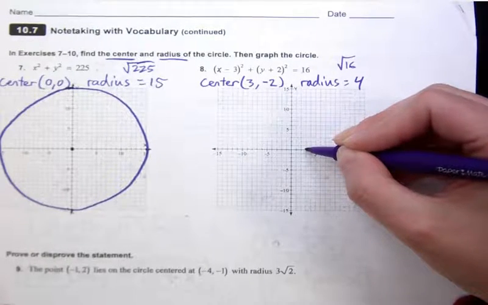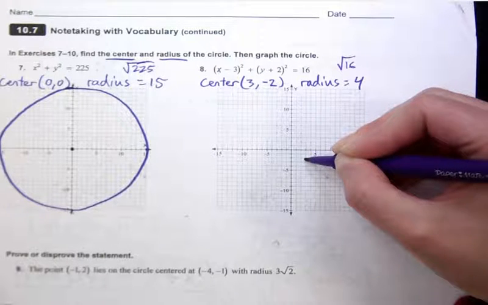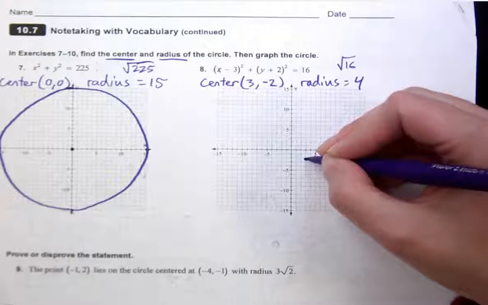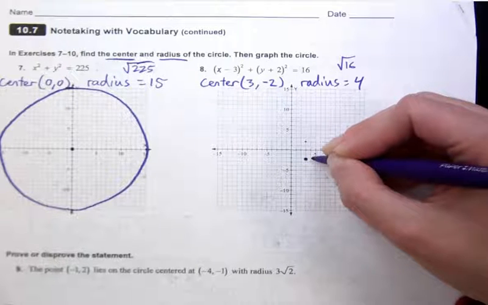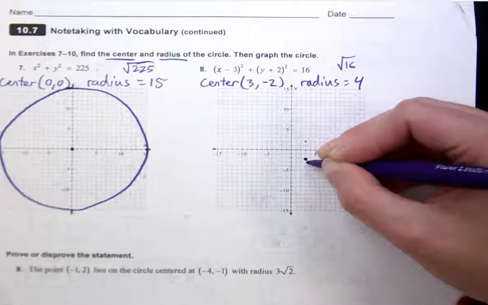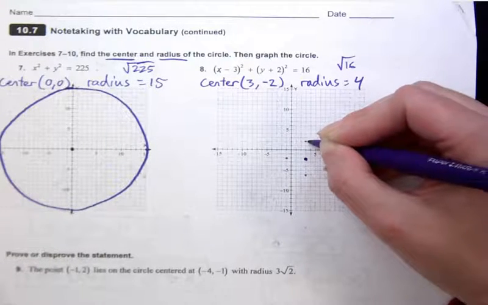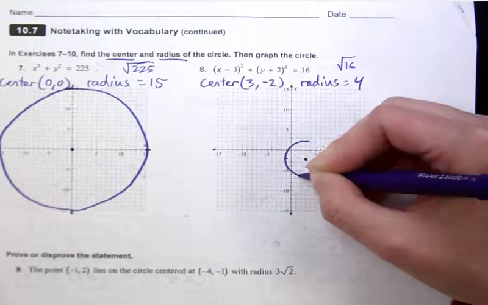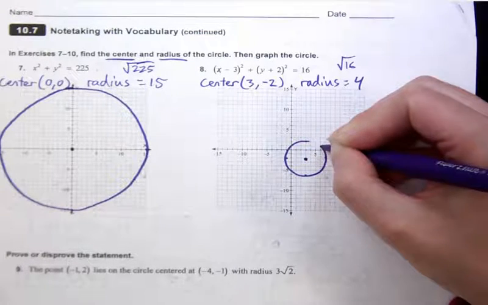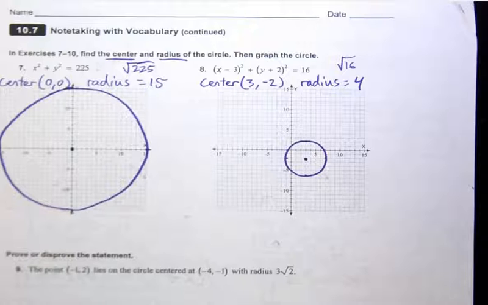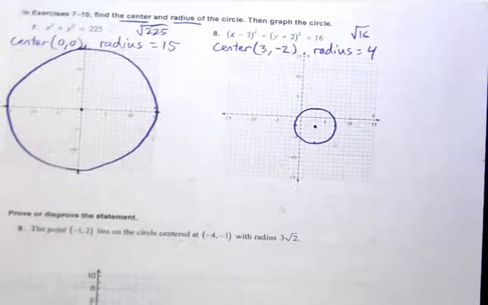Alright, you guys, go ahead and graph it on yours. 3 and negative 2. Then count out 4 in each direction. And then draw a circle. Is it easier to draw the little circle or the big circles? The little circle is a lot easier for me too. It shouldn't look like a square.